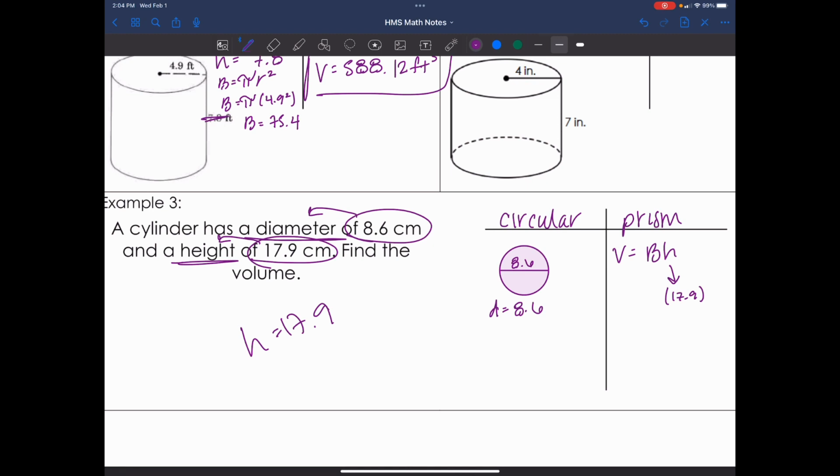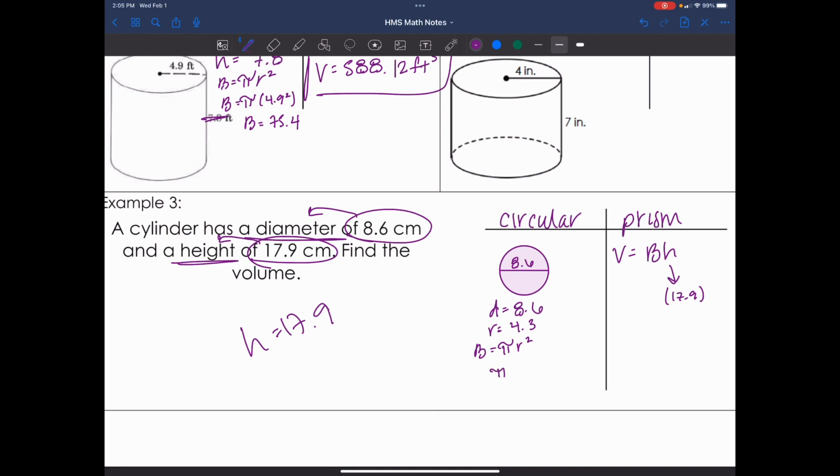Perfect. And then I need to find my B. Capital B equals pi r squared. Well, I don't know what r is. I know what my diameter is. So what do I have to do? Yes, you're correct. Cut it in half. So 8.6 divided by 2. 8 divided by 2 is 4. 6 divided by 2 is 3. I feel like that's simple. Plug it into my formula.